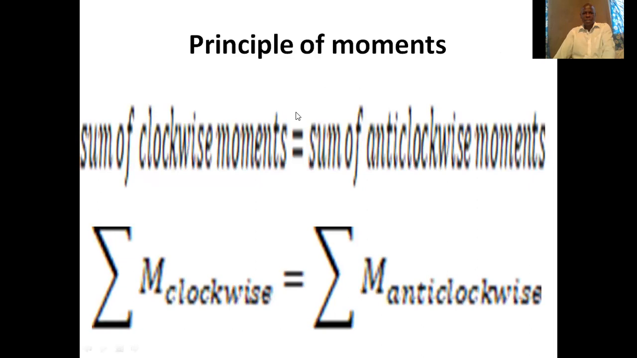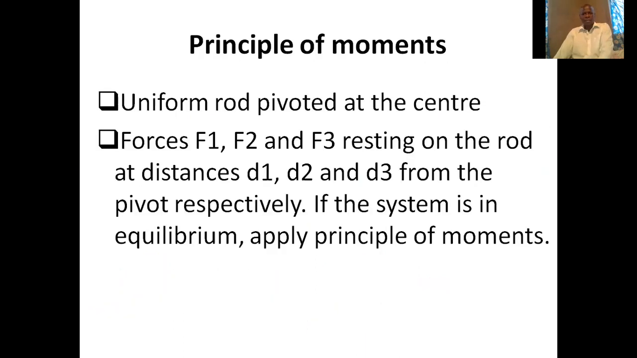In simple terms, we are saying the sum of the moments in the clockwise manner should be equal to the sum of the anti-clockwise moments. In other words, you sum up all the moments in the clockwise and then sum up all the moments in the anti-clockwise and equate them. And according to this principle, they will be equal.